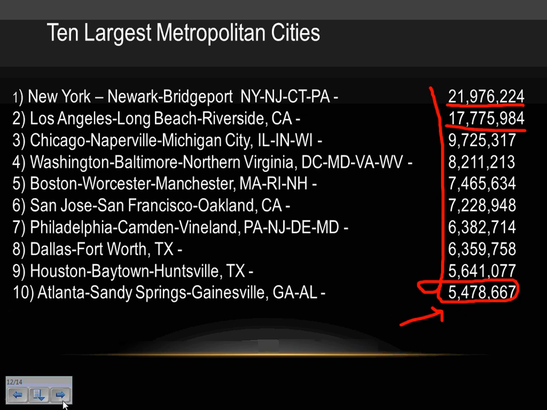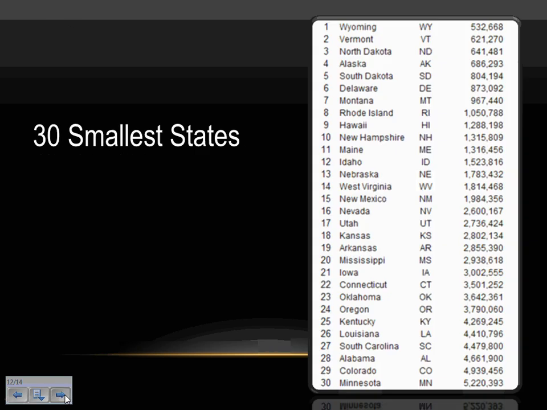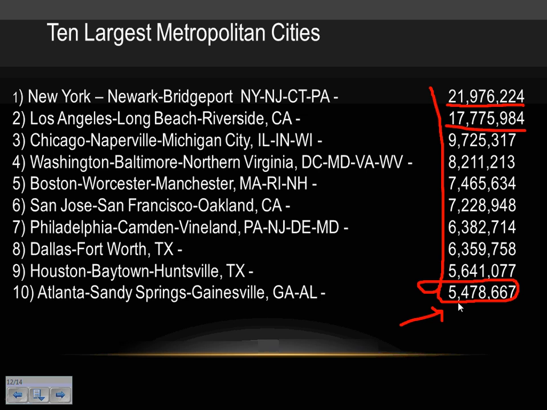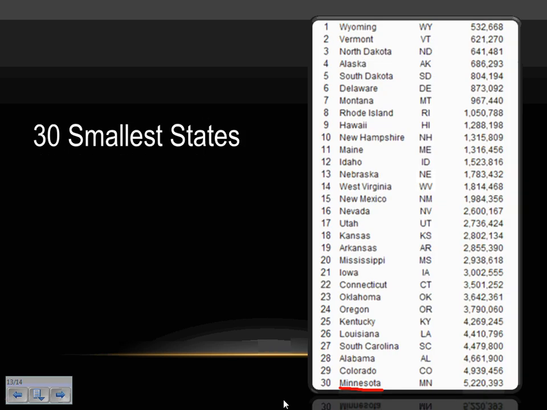That's Atlanta. Now you take a look at this list here. 30 smallest states. Minnesota, 5,200,000. So you go back here, 5,400,000. 10 cities have a higher population than our 30 smallest states. So that's just something to think about.